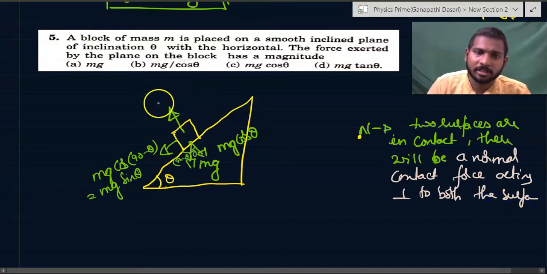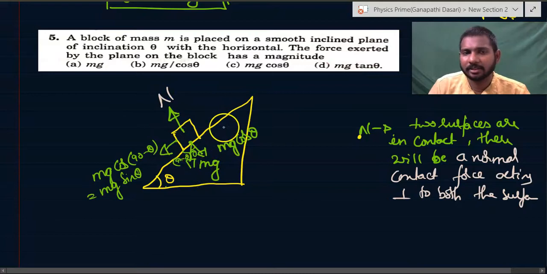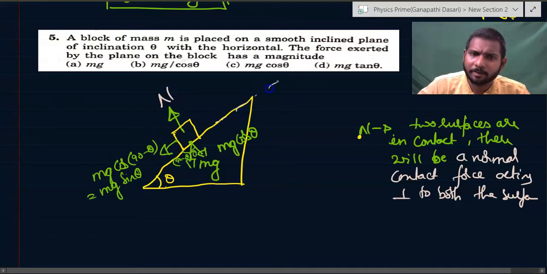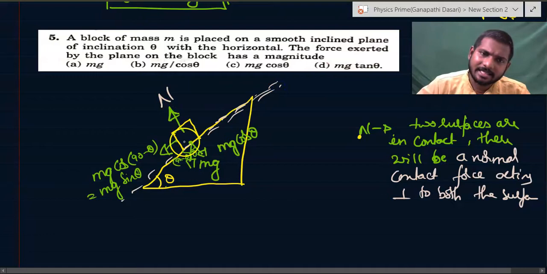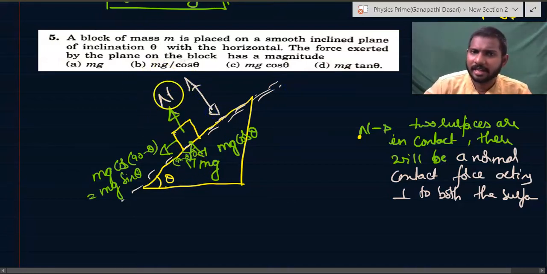So the surface pushes here, the normal reaction. Now this is the free body diagram. What is the block getting accelerated? Perpendicular to the plane. If you take the plane, this is to be your x-axis. Is there any acceleration in this direction? No, the block is at rest in that direction.